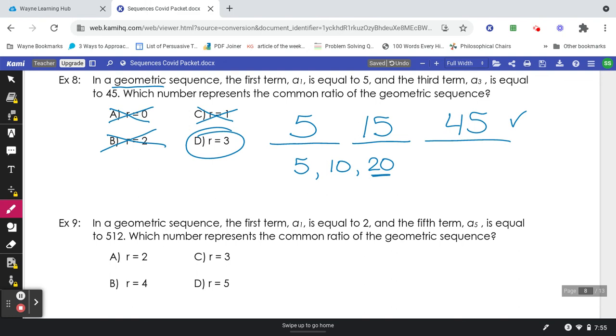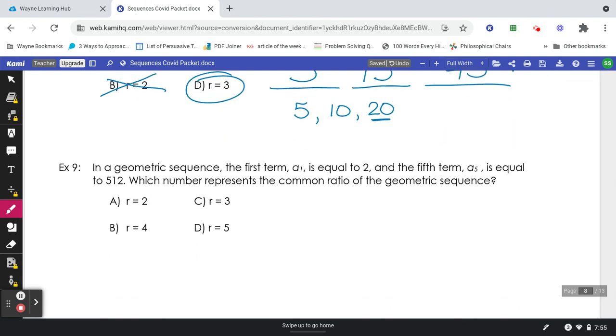All right, hopefully you were able to pause it and give it a try. Your first term is 2, and then they want the fifth term. They give you the fifth term is 512. So if I multiply by 2, let's see what it takes me. Multiply by 2, multiply by 2, multiply by 2, multiply by 2. Nope.